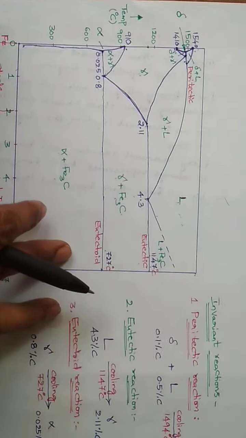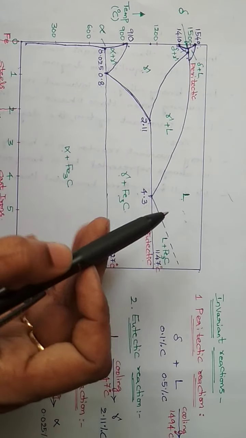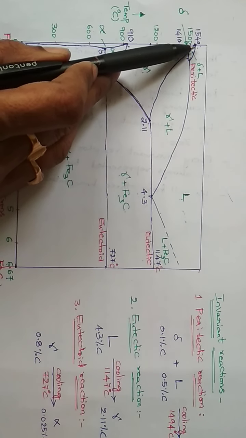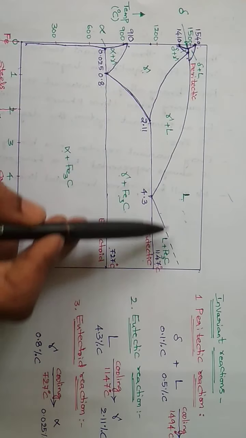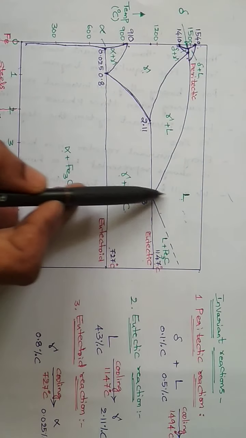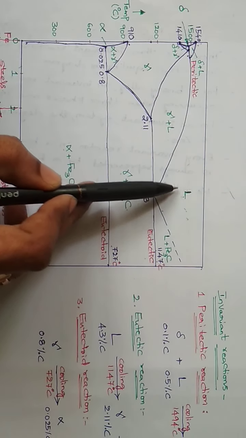Now we have to identify the phases. First we have indicated the single phase regions. 1540 being the melting point, above 1540 the phase... So this is your liquidus line. Above the liquidus we have 100% liquid phase.